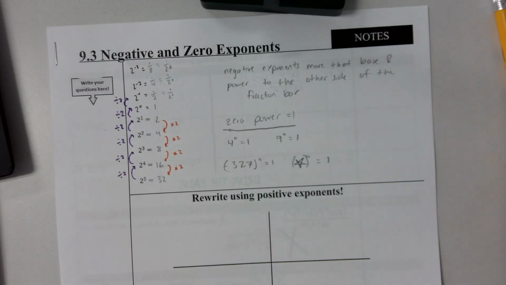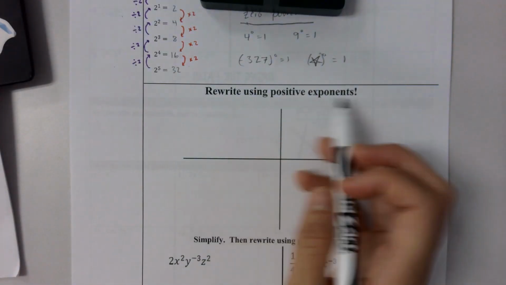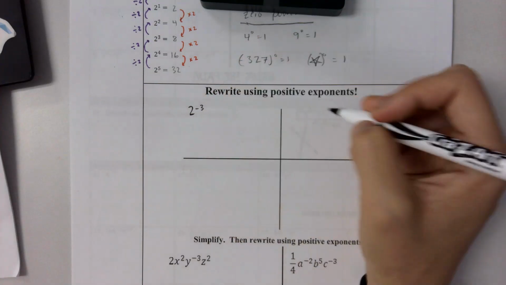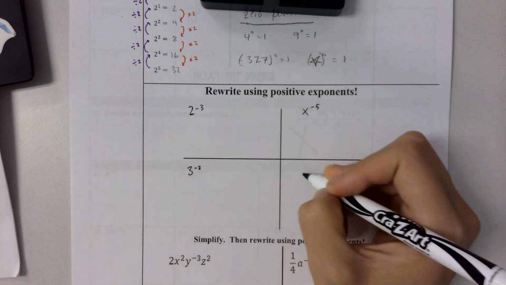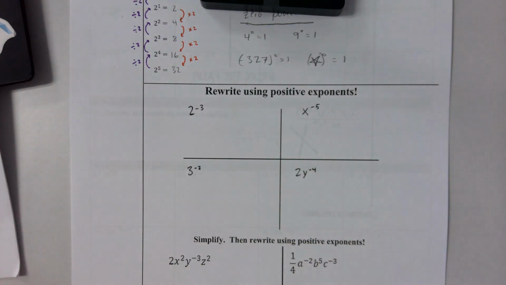Okay, so here are some example problems. Rewrite using positive exponents. So we have 2 to the negative 3, x to the negative 5, 3 to the negative 2, and 2y to the negative 4. Okay, so you can pause the video and try these, or you could do them along with me.